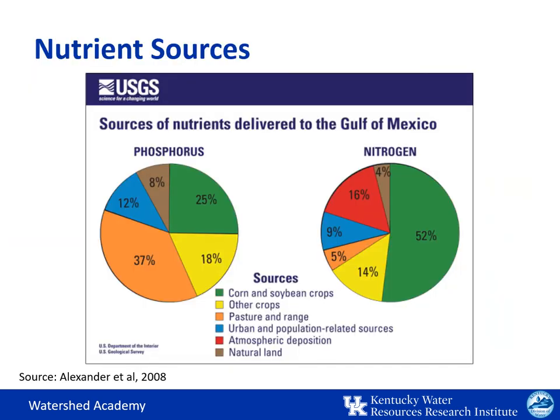This chart, developed by the USGS, shows the sources of nutrients delivered to the Gulf of Mexico. On the left, we see that the largest sources of phosphorus are from pasture or rangeland, followed by corn and soybean crops. Other crops are large contributors as well. By far the largest portion of nitrogen is corn and soybean crops, but you can also see a large portion is due to atmospheric sources.